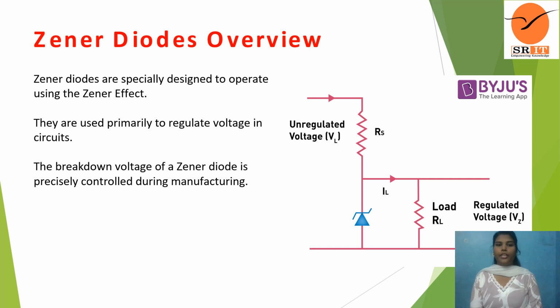Zener diode overview. Zener diodes are specially designed to operate using the Zener effect. They are used primarily to regulate voltage in circuits. The breakdown voltage of a Zener diode is precisely controlled during manufacturing.